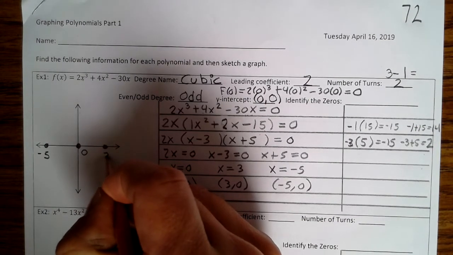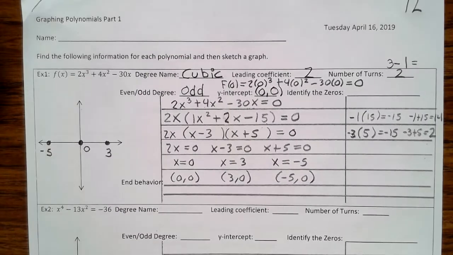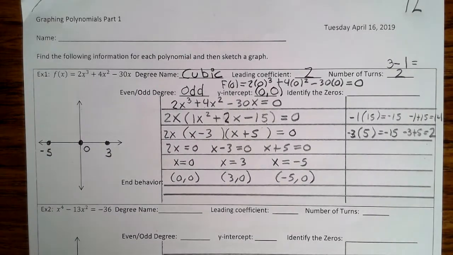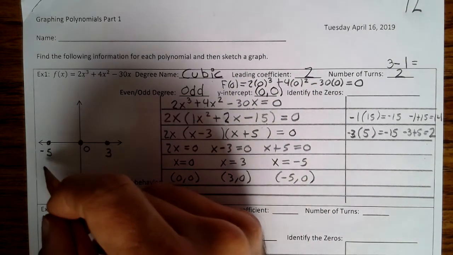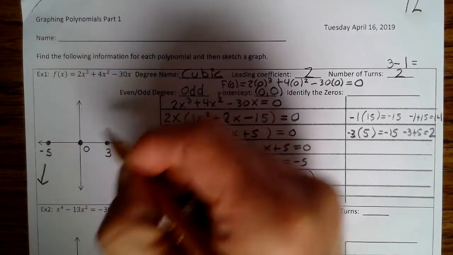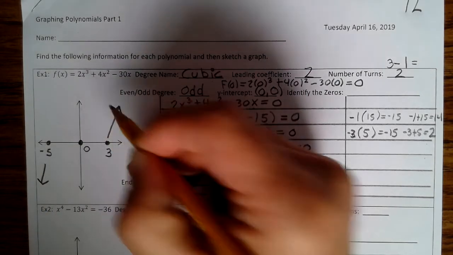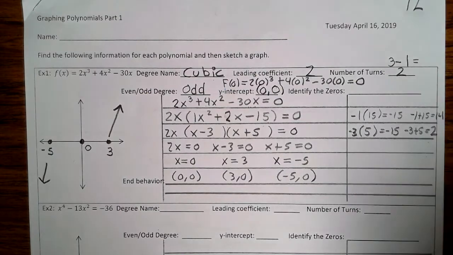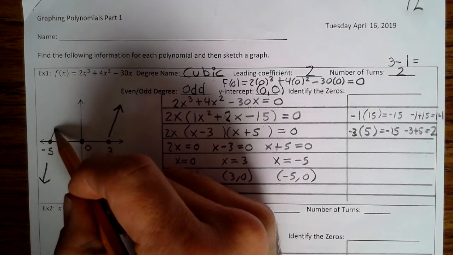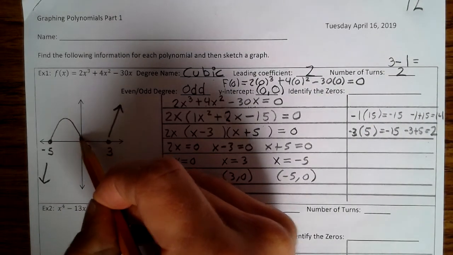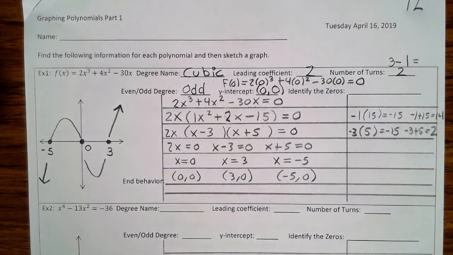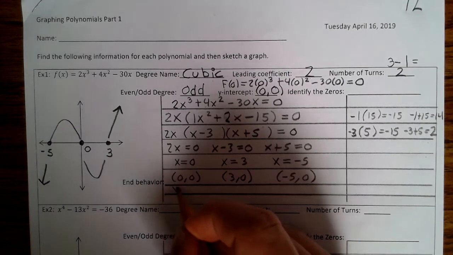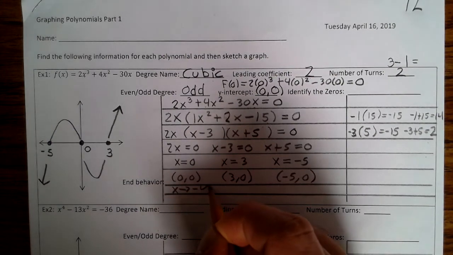Okay, now we know that since it's cubic, the coefficient is positive, it's increasing from left to right, so we know that that's there, and we know it has 2 turns, so 1 turn and 2 turns, and there's your sketch. Now, end behavior. As x approaches negative infinity, that means when it goes left, f of x goes to negative infinity.